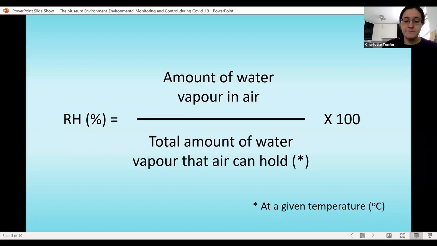It is difficult to generalize incorrect and correct temperature and RH levels, as these are dependent on an object's material composition and construction. Some materials and construction methods are more sensitive to temperature and RH than others. Let's have a look at some incorrect temperature and RH levels and the damage that they can cause to historic objects and interiors.